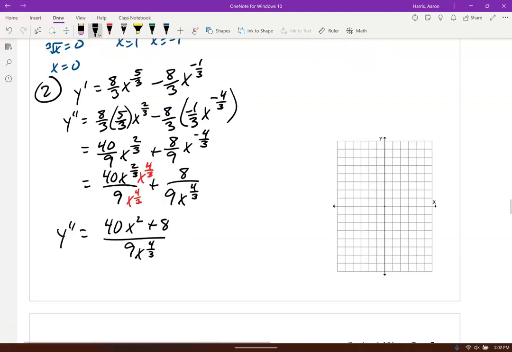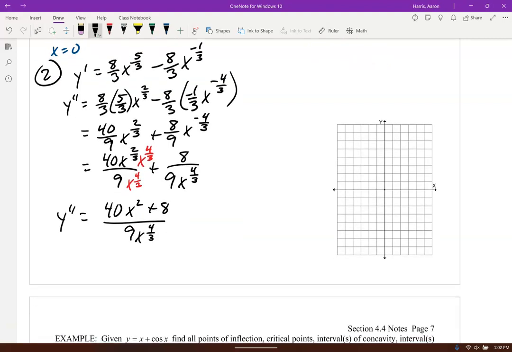And so my potential inflection numbers, where y double prime equals 0, would be if this numerator equals 0. So x squared would be -8 over 40. Well, that's -1/5. And when I square root, we're not working in the imaginary numbers. So that has no solution there, right? That's a complex or imaginary number there.